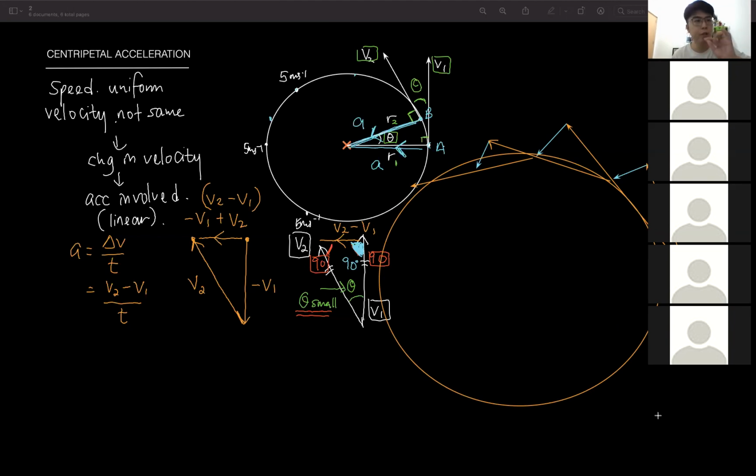Okay, you get a circular path. It's because of what? It's because of the acceleration, this one. If suddenly there's no more acceleration, this blue arrow suddenly disappears, where will the object go? The object will continue to go straight in a straight line, and then it's no more moving in a circular motion if this acceleration stops acting.